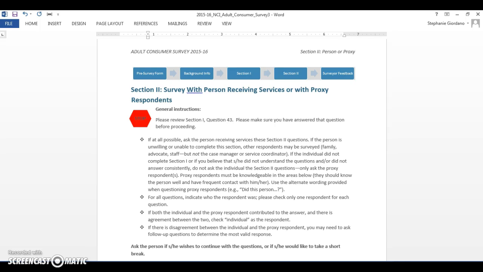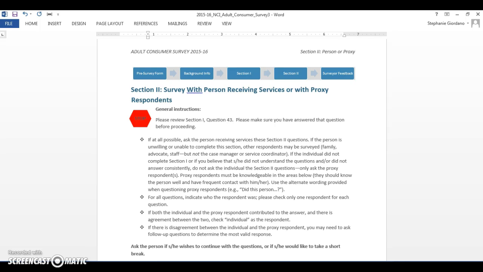For every question in Section 2, we have a respondent box, so we ask who is answering the question, and we ask that it be filled out for every question. If the individual and a proxy respondent are answering questions together, and they both give the same answer, you can go ahead and mark off that the individual gave the answer in the respondent box.